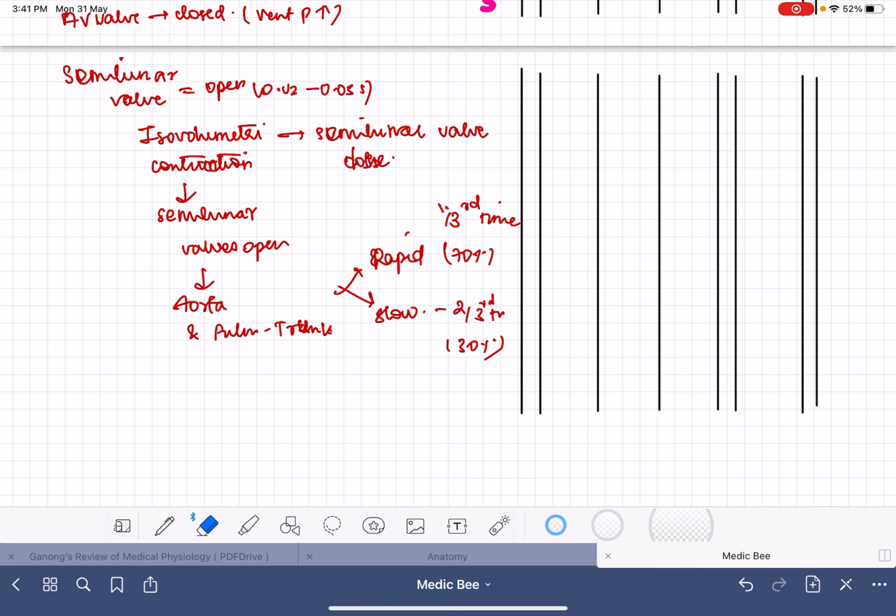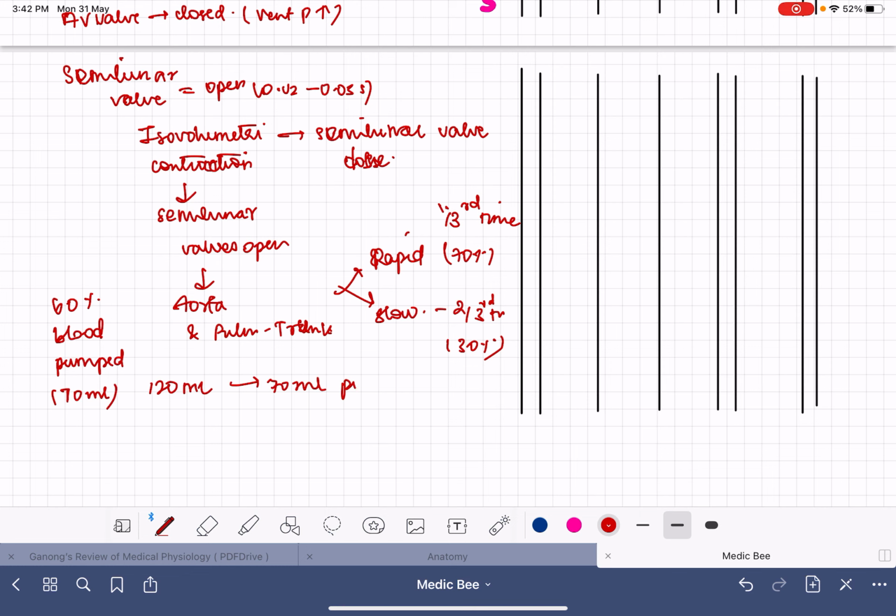But this ventricular ejection will pump only about 60% of the blood in the ventricle. Let's say the ventricle has an average of 120 ml. Only 60% of the blood volume, say 70 ml, is pumped out of the 120 ml, and the rest, 50 ml, is retained. This 50 ml will stay as the residual volume.